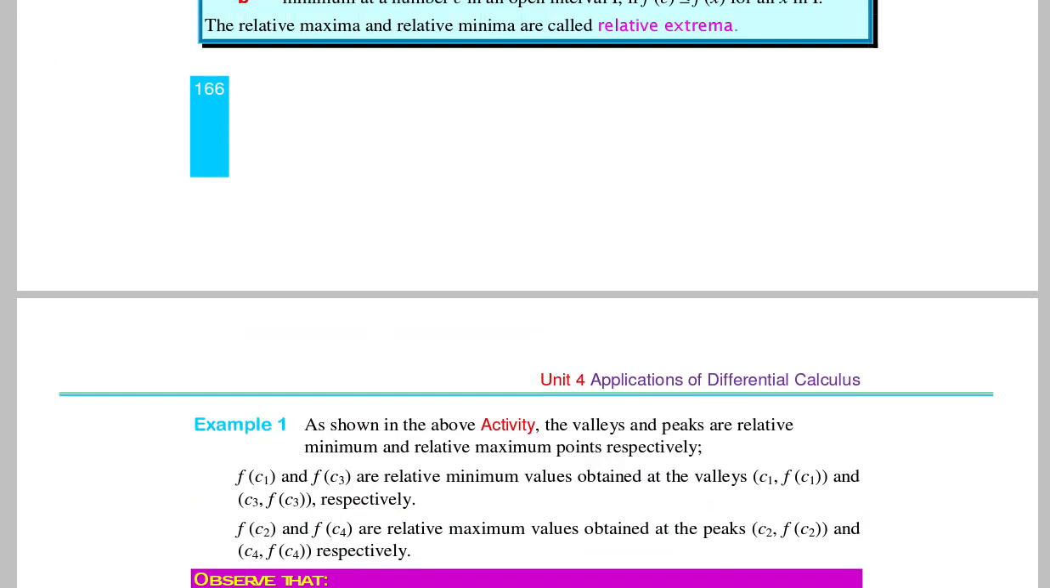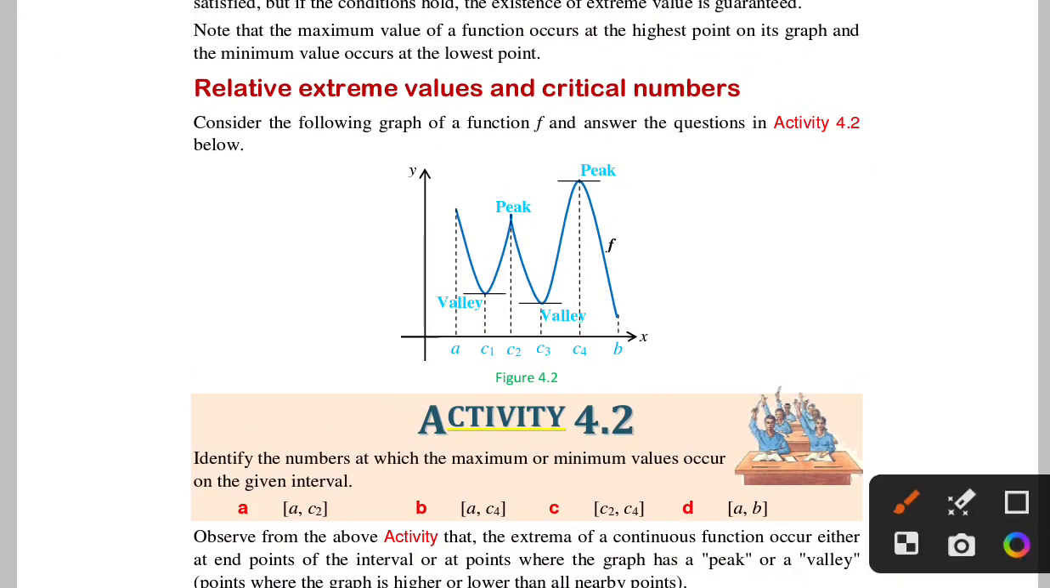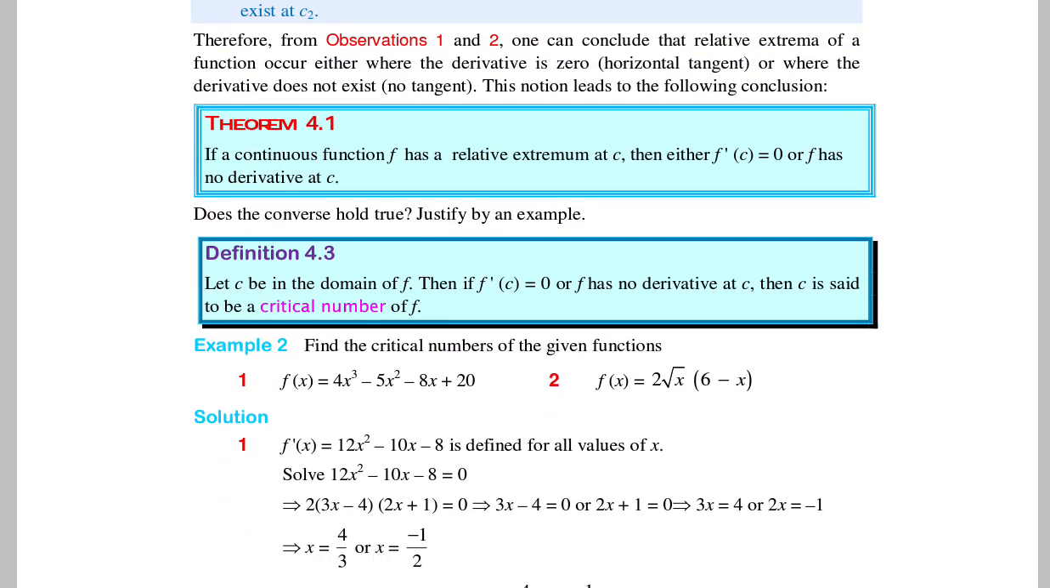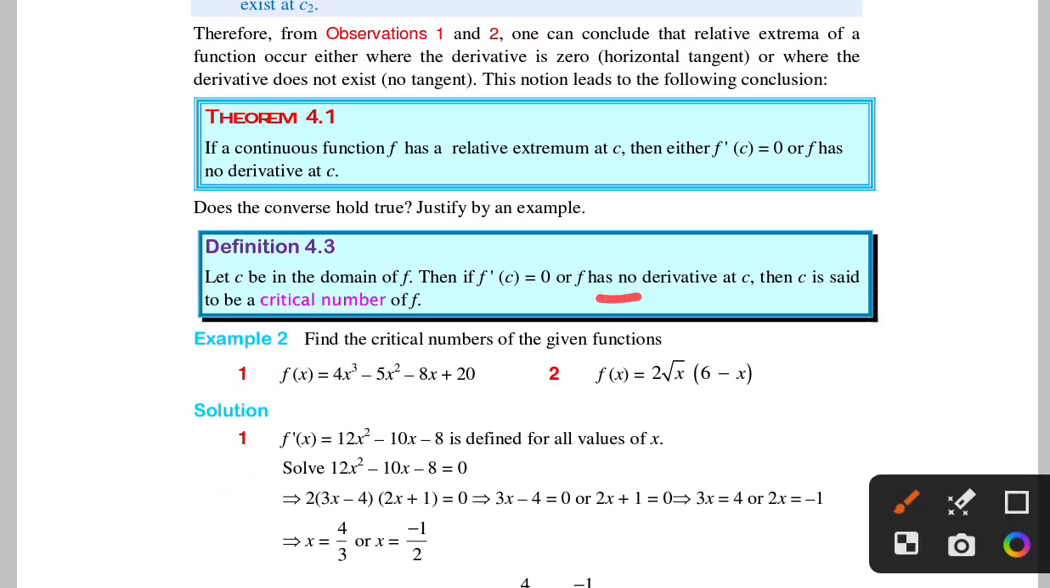Critical number is the number at which the derivative is 0 or does not exist. Here C1, C2, C3 and C4 are critical numbers because they make the derivative 0, with a horizontal tangent there. But at C the derivative doesn't exist, so C is also a critical number.